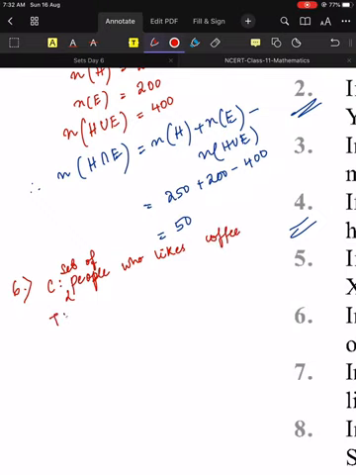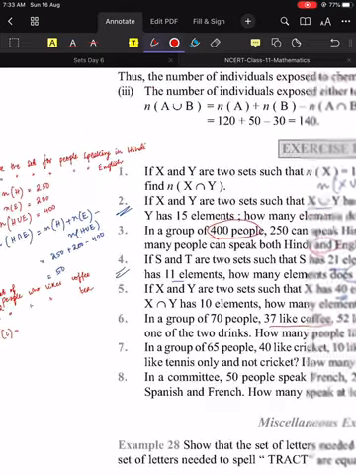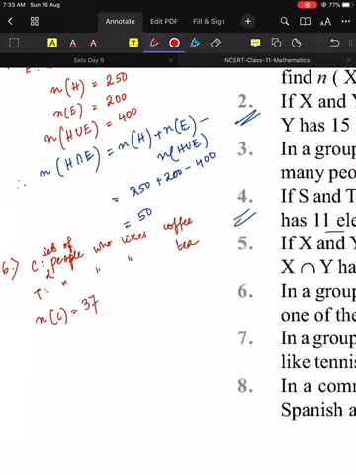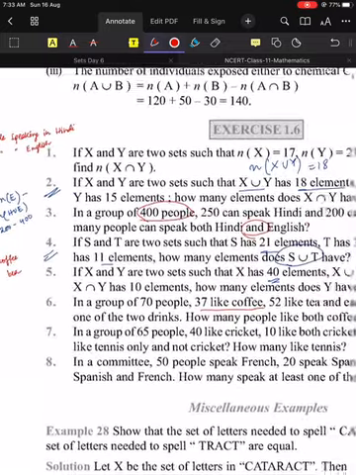and T will be the set of people who like tea, right? Now how much is n(C)? n(C) is equal to 37, and n(T) is equal to how much? n(T) is equal to 52.